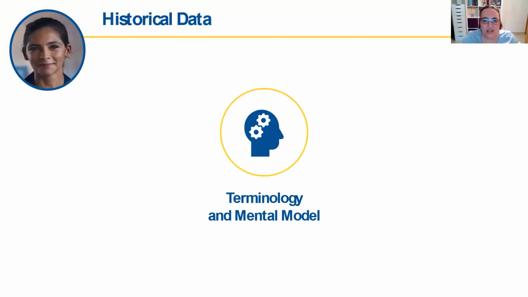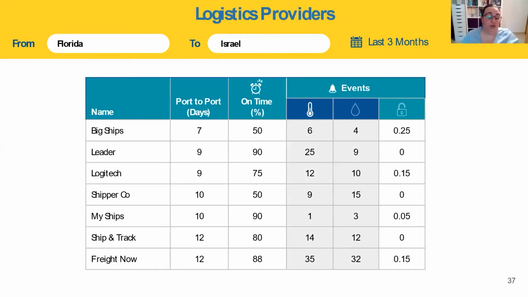Another thing that we did is we wanted to make sure that the terminology and the information that we're presenting is similar to the mental model, the way that people actually think about those problems. For example, our estimation was that we need to describe the count of events, right? For every shipping company shipping from Florida to Israel, we saw for every trip 6 events for temperature and 4 events for humidity. And this one has 25 events, and this one has 35 events.